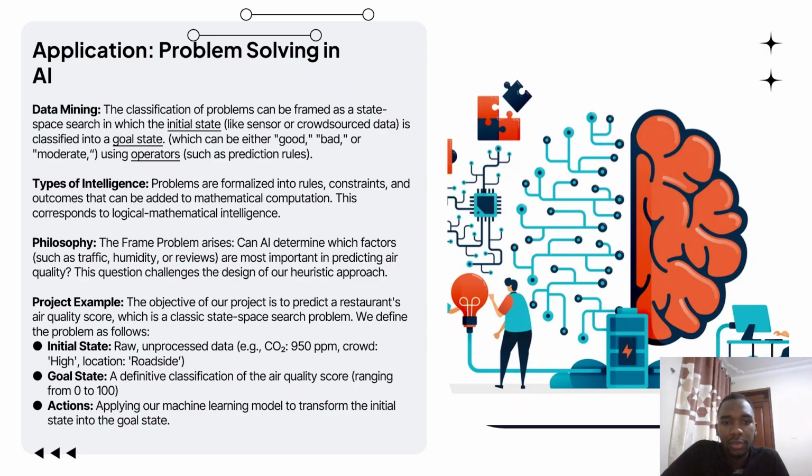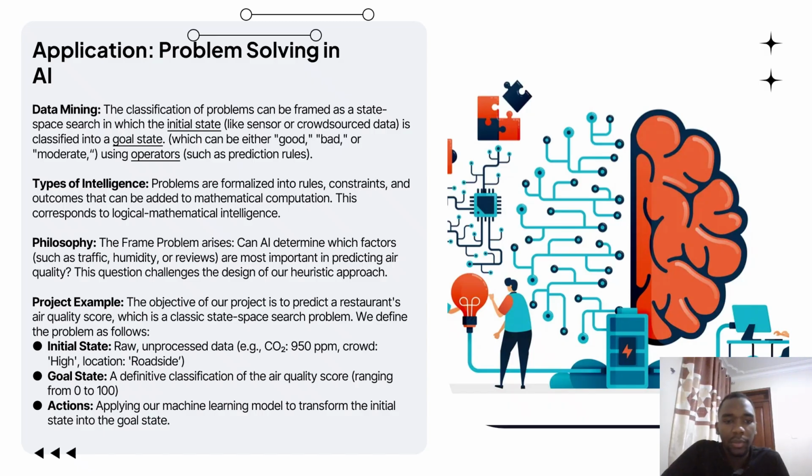Types of intelligence. Problems are formalized into rules, constraints, and outcomes that can be added to mathematical computations, and this corresponds to logical mathematical intelligence. The same problem arises: can an AI determine which factors, such as traffic, humidity, or visa, are more important in predicting air quality? This question challenges the design of a heuristic approach.